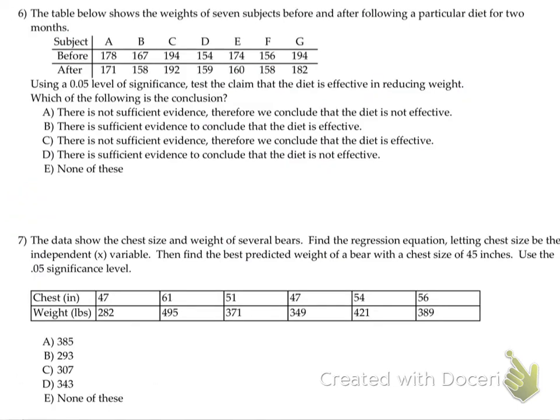Okay, let's take a look at number 6 now. I'm going to jump forward here to number 6. This one is saying the table below shows the weights of 7 subjects before and after following a particular diet for 2 months. So in a before-after, where's that in our exam 4 notes?